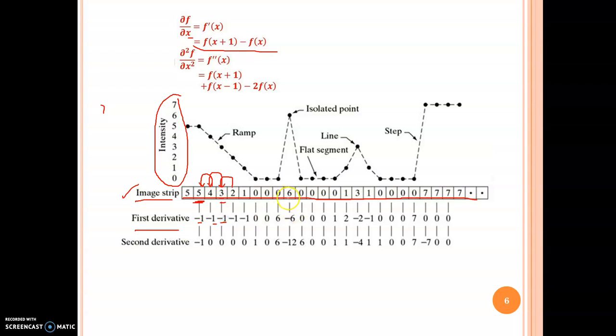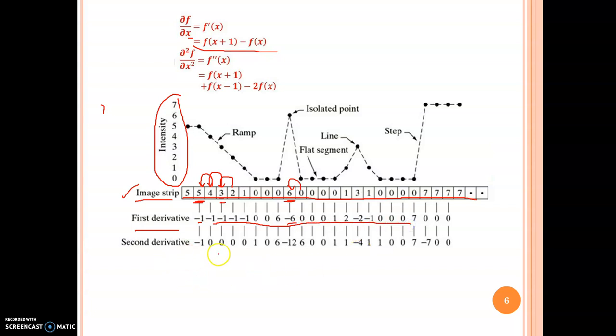Consider any arbitrary point, say this point. I have to find out the first order derivative at this point. So first order derivative here means f(x+1), that is 0, minus 6. So my value will be minus 6. That is how I find out the first order derivative.